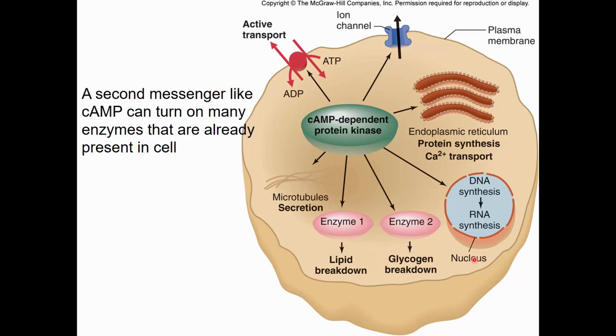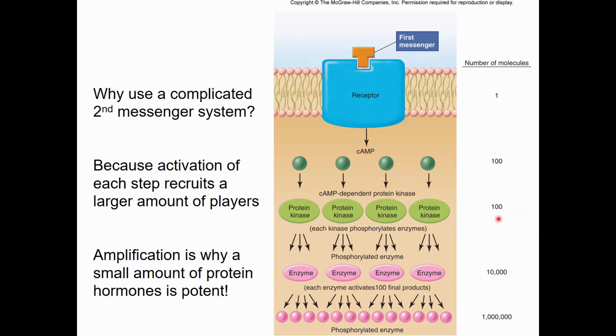So a second messenger can turn on a protein, and that could be very fast. But a protein hormone could have lots and lots of long-term effects through gene transcription. So if something happens in a matter of minutes, it's probably working through a second messenger. If it takes hours to see the effect, it's probably working through gene transcription.